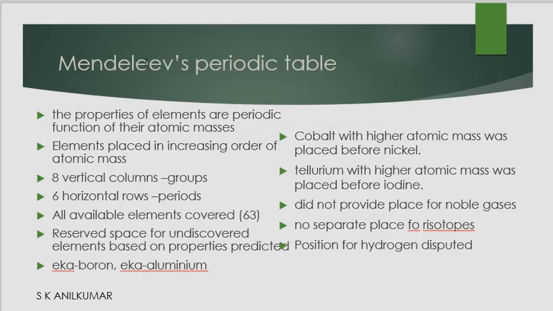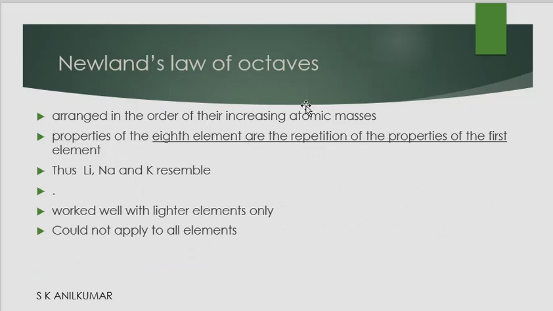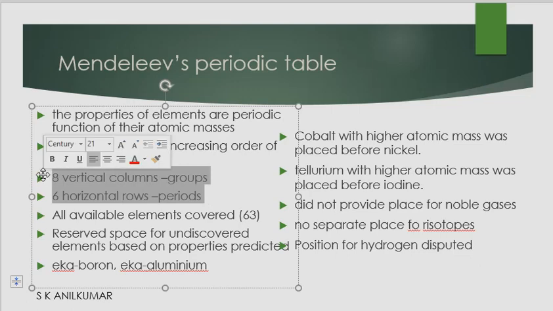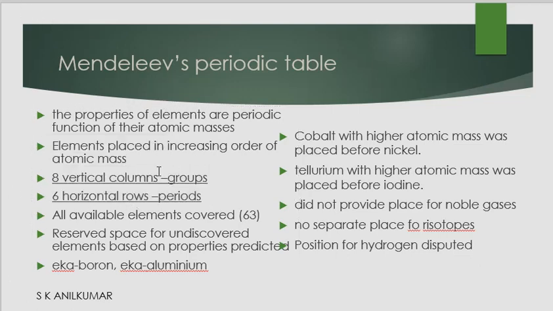That was Newlands' law. Then came Mendeleev with his proposition. What did he say? The properties of the elements are a periodic function of their atomic mass. Here also it was increasing atomic mass. He said elements should be placed in increasing order of atomic mass, but not just placed; they should be placed in groups: 8 vertical columns and 6 horizontal rows. The columns are called groups. The rows are called periods. So he created vertical columns and horizontal rows, groups and periods.